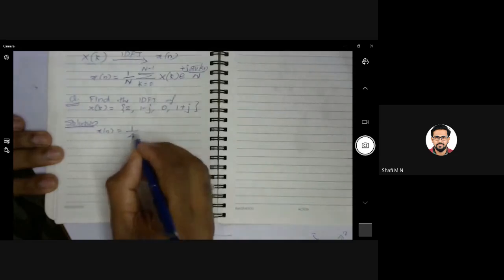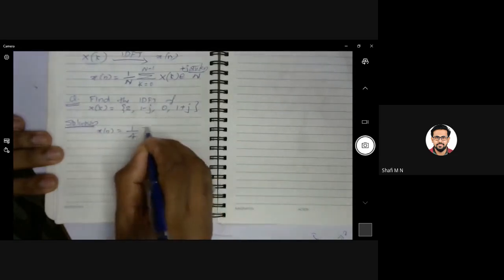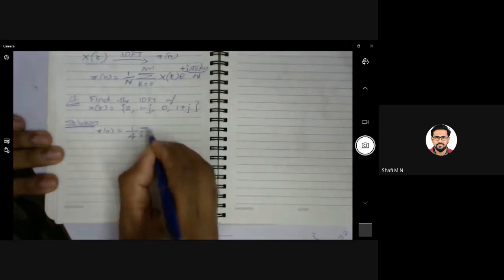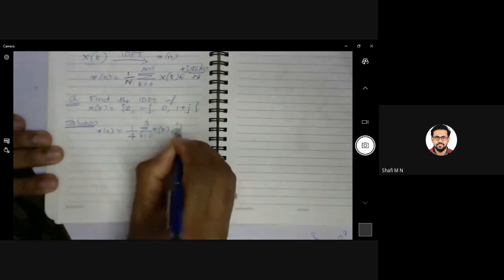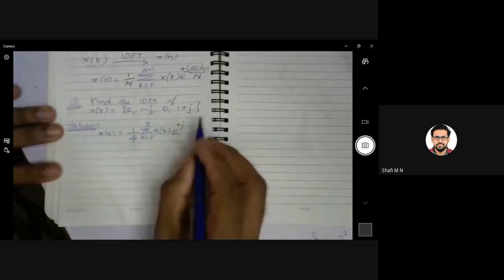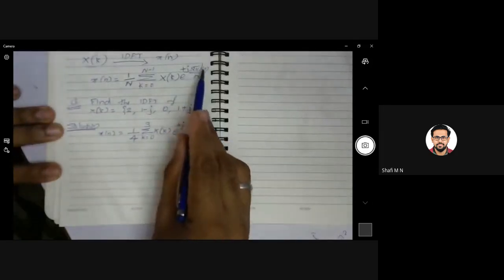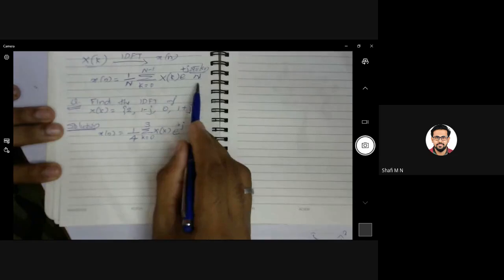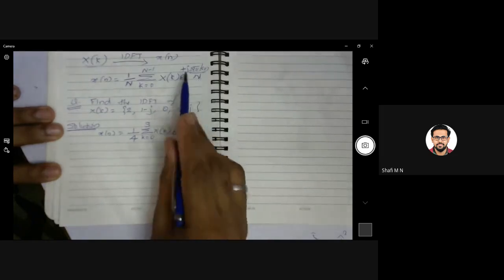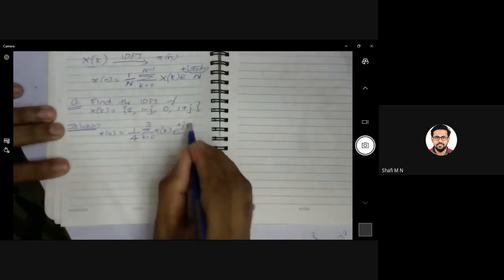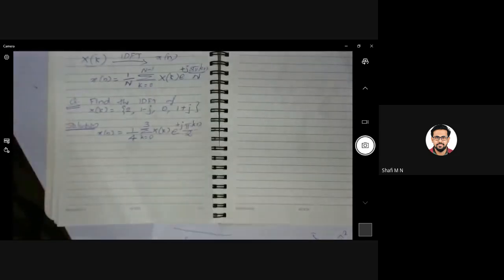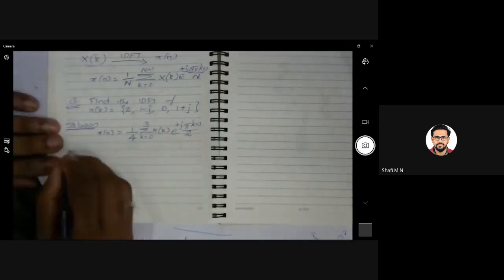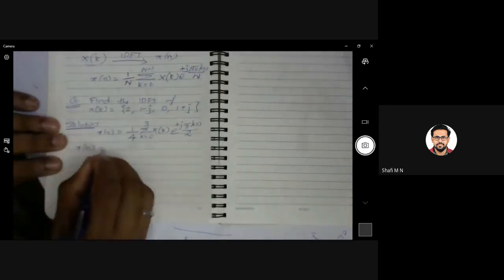Got it? 1 by 4 sigma k equal to 0 to 3 X of k. This will be e raised to plus j 2 pi k n by 4, right? So 2 and 4 will get cancelled. So this will be e raised to j pi k n by 2. That's it. So let's find the first term, x of 0.